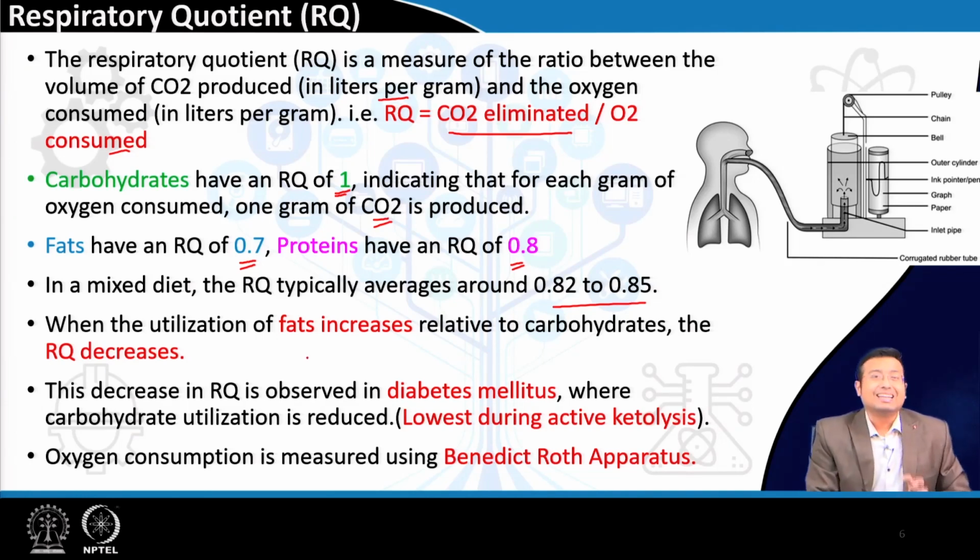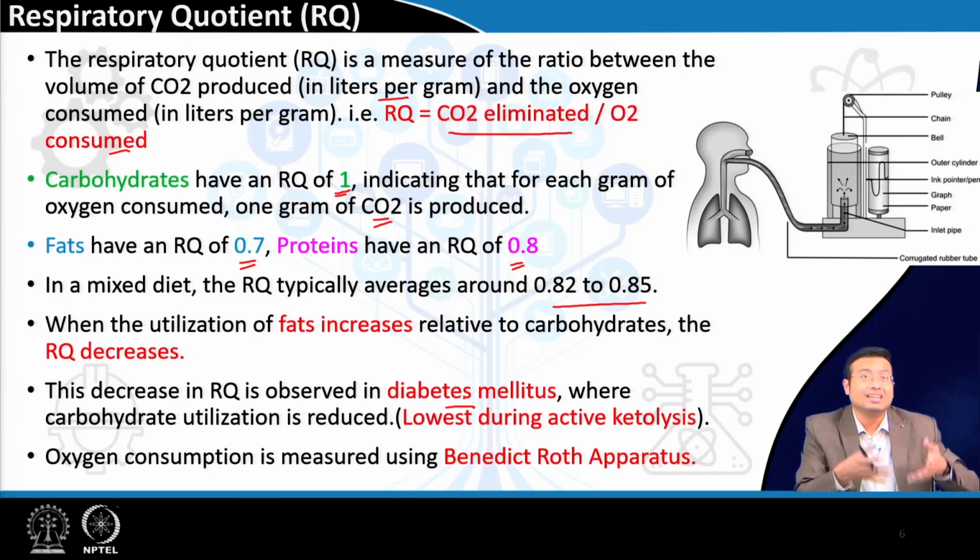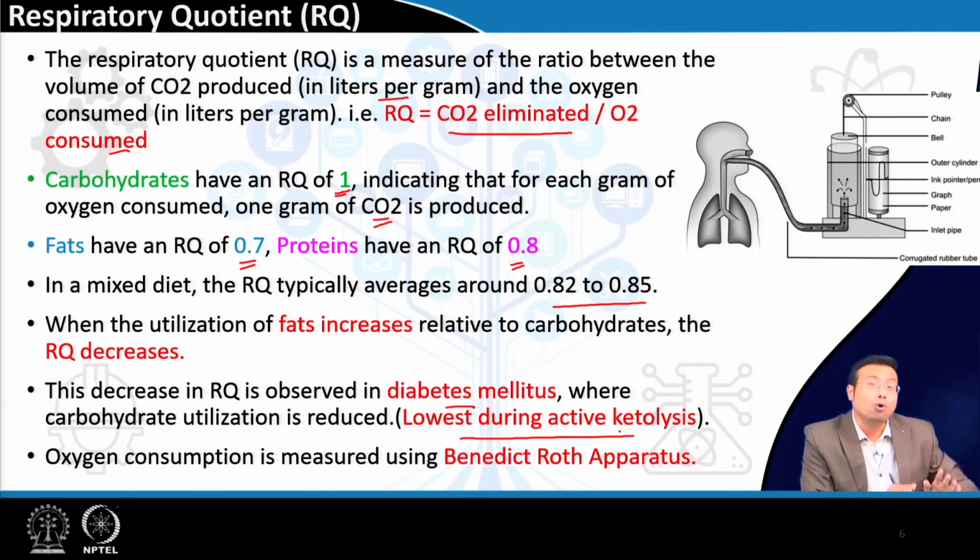You need to know that whenever fat utilization increases, RQ decreases. So, when the fat component is more in the diet and its utilization is more, RQ will be less. This is observed in diabetes mellitus because carbohydrate consumption is hampered. Without insulin, carbohydrate cannot be consumed. There is excess carbohydrate in blood, I mean glucose in blood, but it cannot be consumed. There ketolysis happens, all right, ketone bodies are utilized, and that is when the RQ is actually the lowest. So, RQ is lowest during ketolysis, it is low in diabetic patients compared to normal individuals.